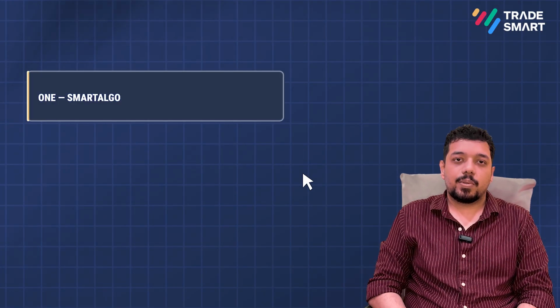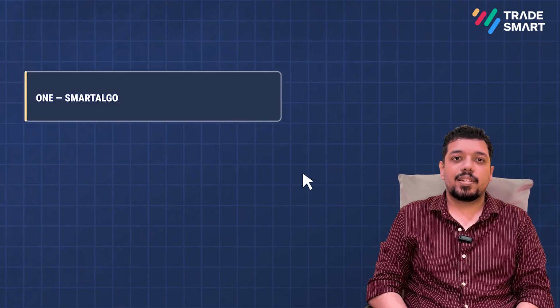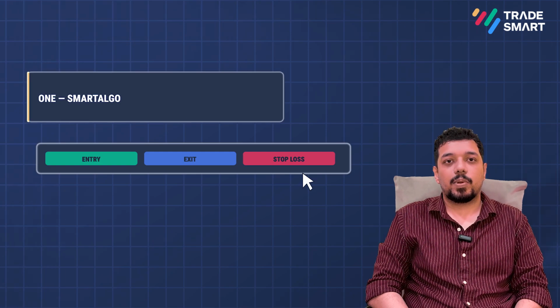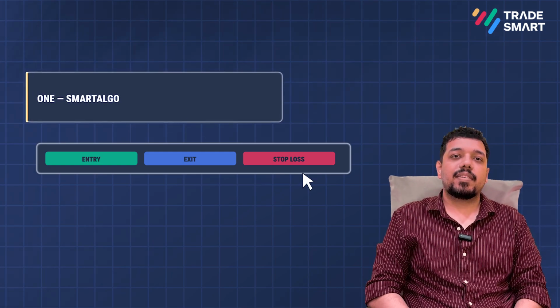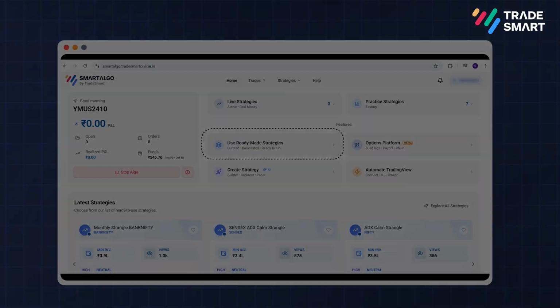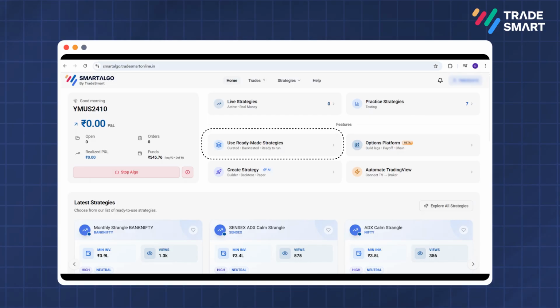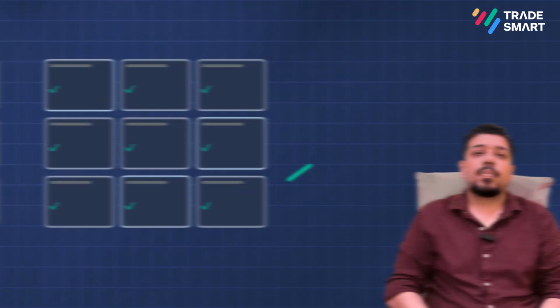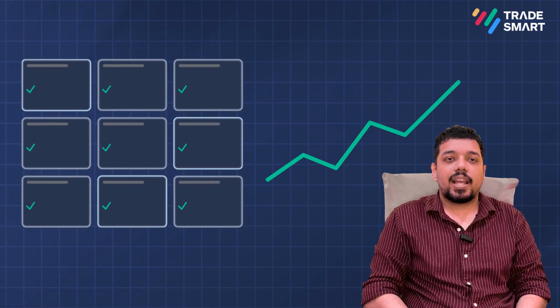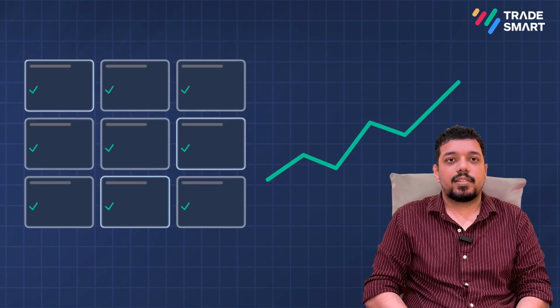Open SmartAlgo. You describe your rules in plain words: entry, exit, stop loss. The builder will make a working strategy for you. No coding required at any point. If you don't want to build one strategy, we also have a marketplace of ready-made strategies, which can be customized as well. Before going live, backtest and forward test your strategy.